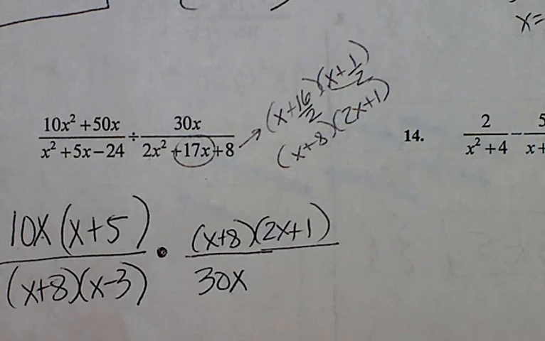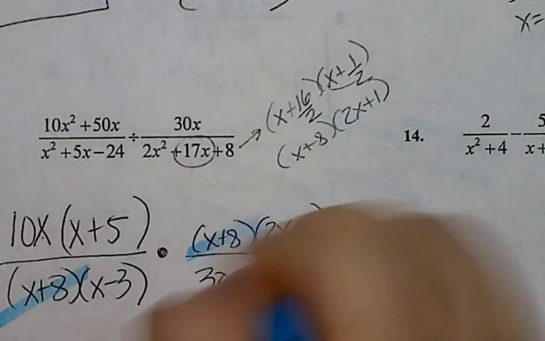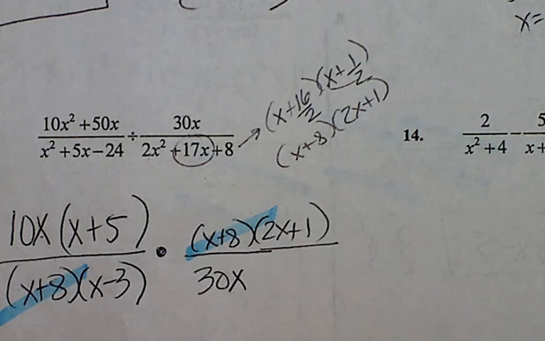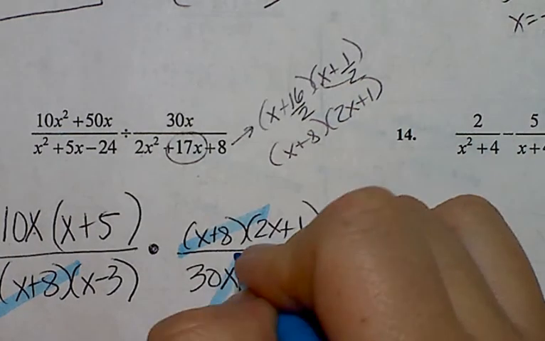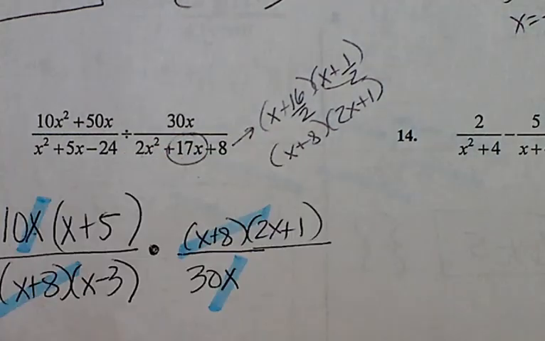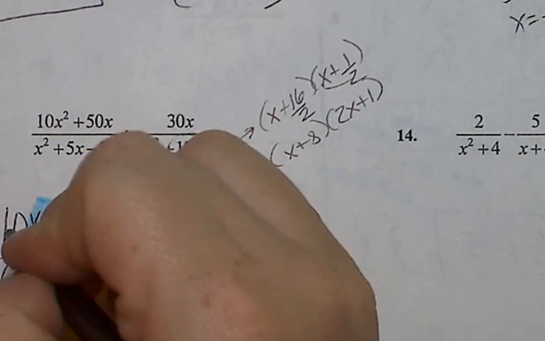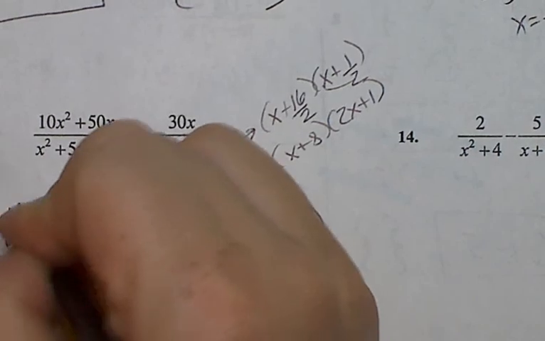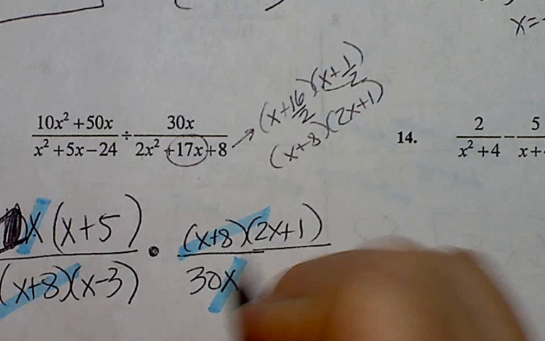Okay, so x plus 8 and x plus 8 cancel. There's no group of x minus 3 on top. There is a single x on the bottom by itself and a single x on top by itself. 10 divides into itself one time. 10 divides into 30 three times.